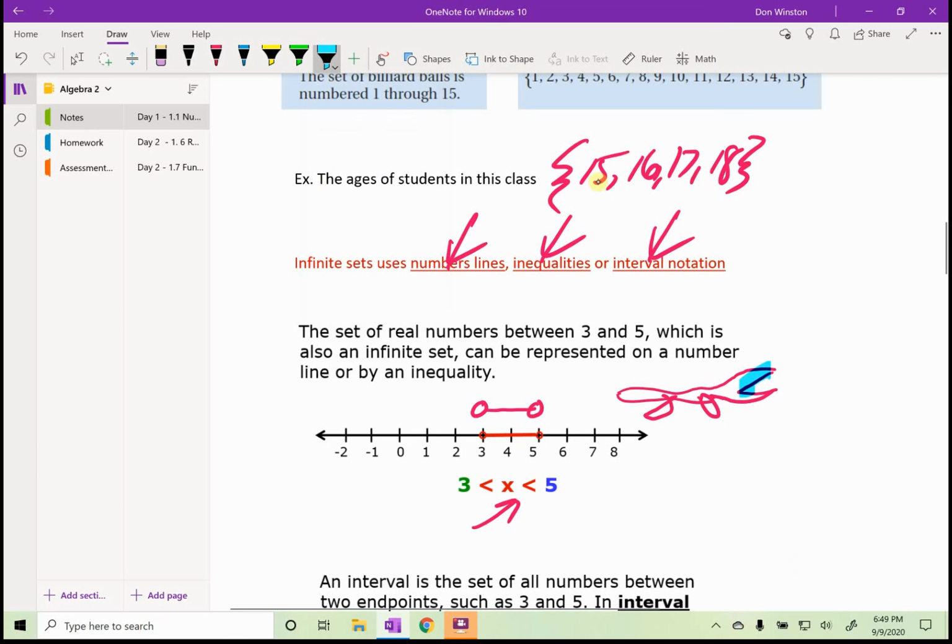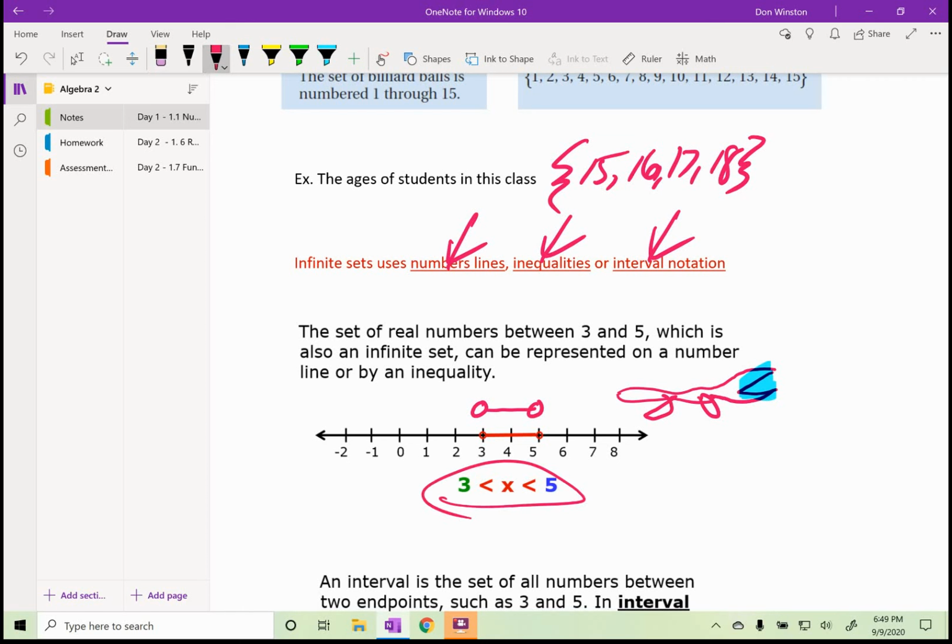How many of you guys remember that? Okay, so the alligator eats the bigger number. So the bigger number 5 is on the right, and the smaller number 3 is on the left. The alligator eats the bigger number, so the way we would represent that using an inequality is just as you see there.